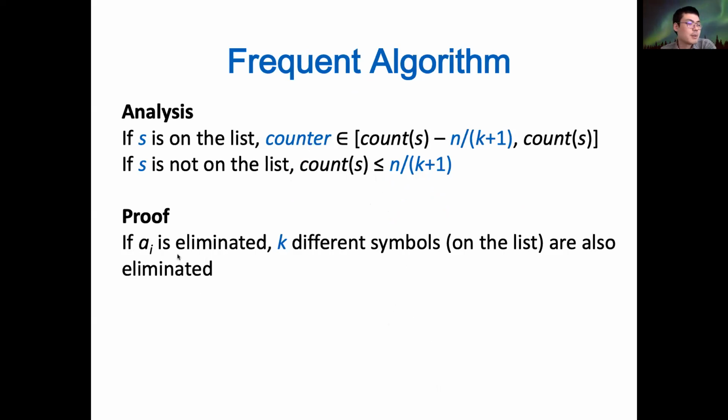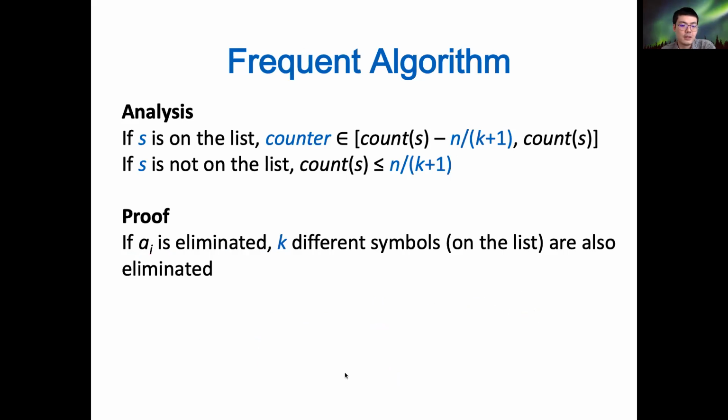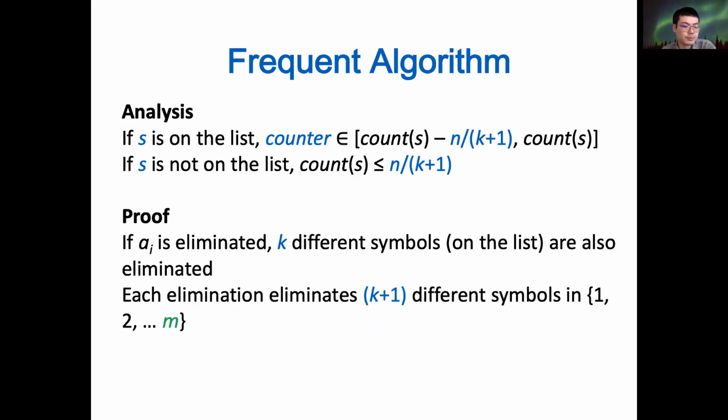So here you can think about it. If A_i is eliminated, that means k items previously in the list get into your list, and each element has counter k minus 1. Minus 1 means minus 1 occurrence. Those are eliminated. So this is what we have to convince you of here.